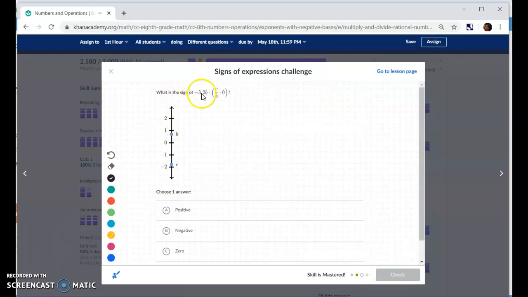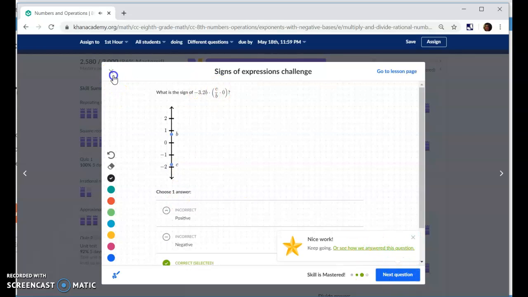Okay, what is the sign of negative 3.2b times c over b times 0? Ooh, okay, this is 0. Because there's a 0 in here, and whatever we multiply by 0 is going to give us a 0. Okay, so this right here is 0, and if we multiply that by here, it's going to give us 0. So the answer is 0. Okay, I'm going to move on here.